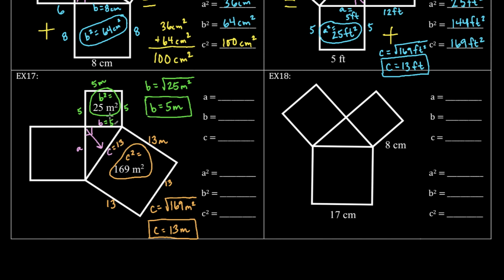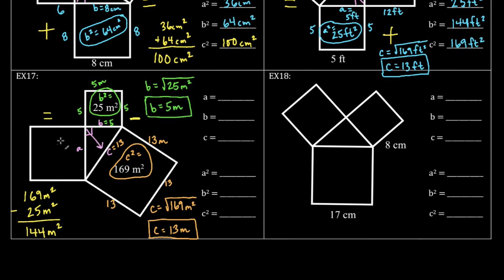meters. And so this time we have the large one and one of the smaller ones, right? So instead of adding this time, we will subtract. We will subtract 169 meters squared, which should give me this medium one. So I guess I'll keep with the yellow then. So 169 square meters minus 25 square meters equals 144 square meters.